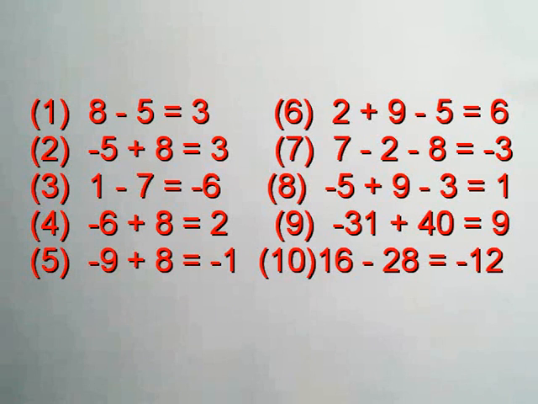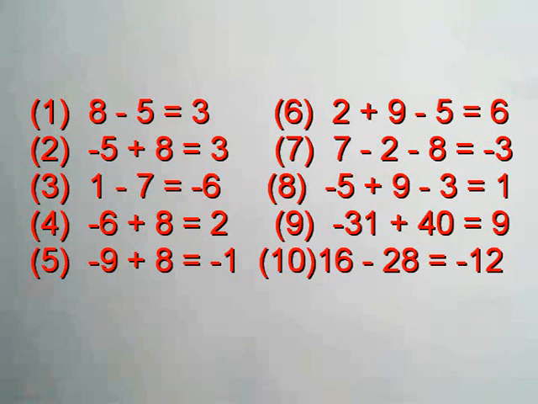Let's see how well you have done with these problems. These are the answers. Number 1, positive 3. Number 2 answer is also positive 3. Question 2 is the same problem given in number 1. It is only written in the reverse form. The answer for number 3 is negative 6, number 4 is positive 2, number 5 is negative 1, number 6 is positive 6, number 7 is negative 3.